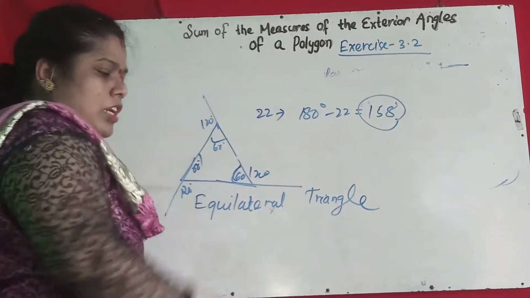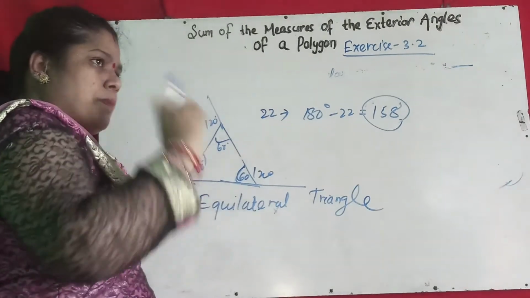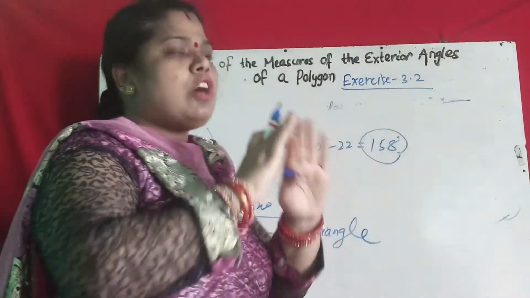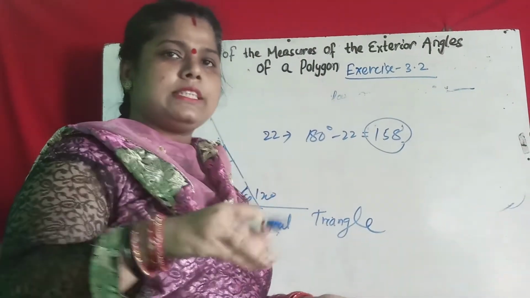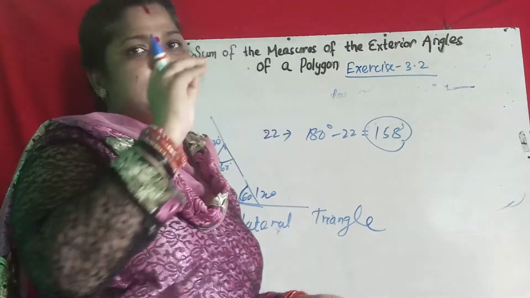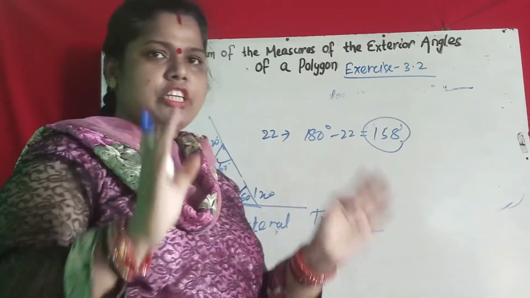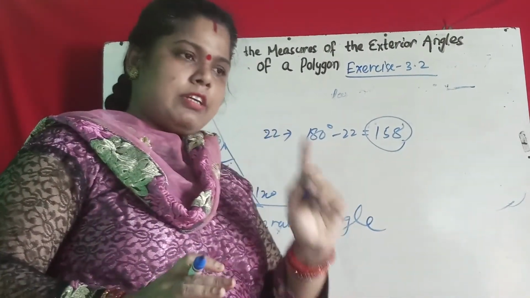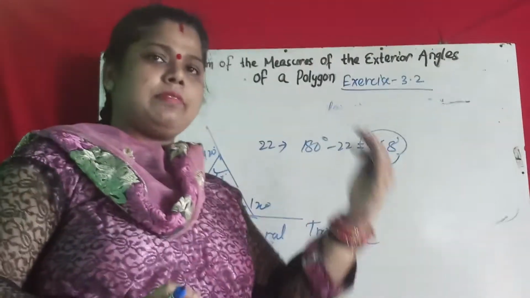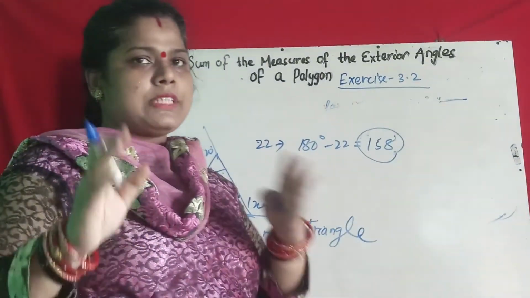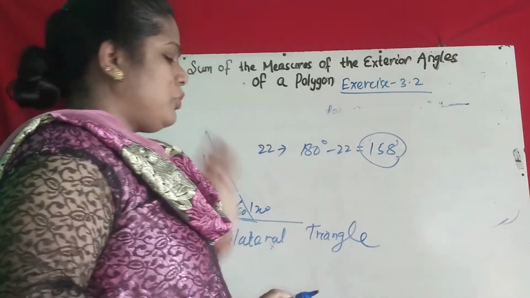Okay. So this is all about exercise 3.2 and the sum of the measures of the exterior angles of a polygon. Simply remember one thing: the sum of the exterior angles of a regular polygon, whether it has 3 sides, 4, 5, 6 or n sides, is always 360 degrees. Interior angles change according to the number of sides, but the exterior angles sum to 360. The exterior angle of a regular polygon is 360 by the number of sides. If the angle is given, 360 by the angle gives the number of sides. If the number of sides is given, 360 by the number of sides gives the angle. So this is all about today's chapter.